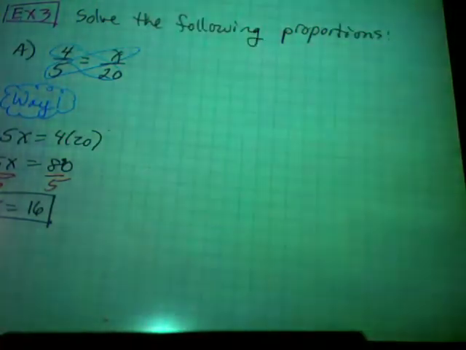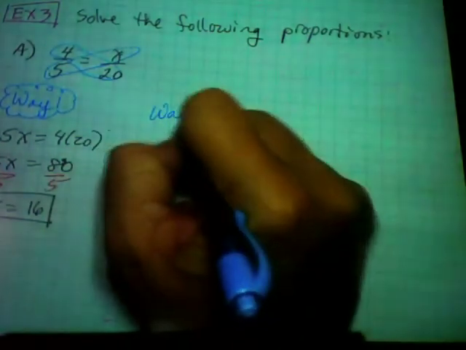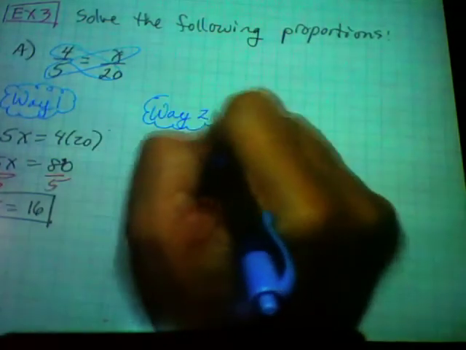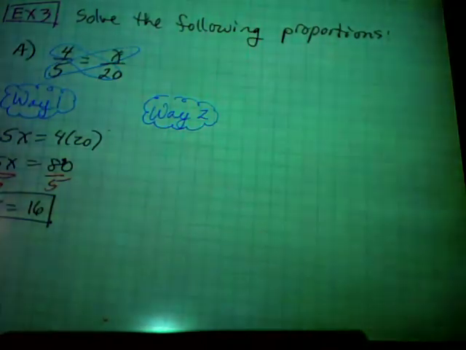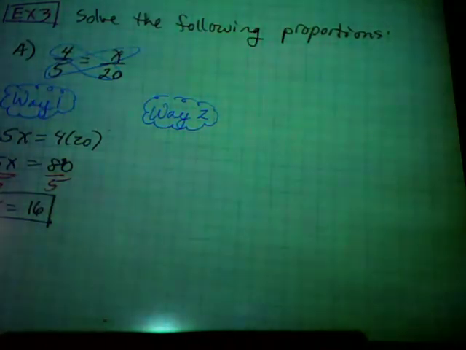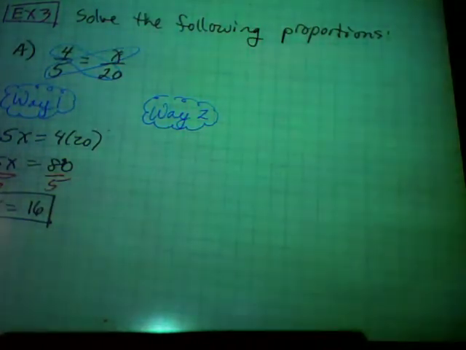Now here's way 2. Anybody know what way 2 is? Do you see a different way to solve this that does not require cross products? Sure, look at it. Cindy, do you see it? There's another way. Look. I don't know. Jesus? Multiply by the worst.